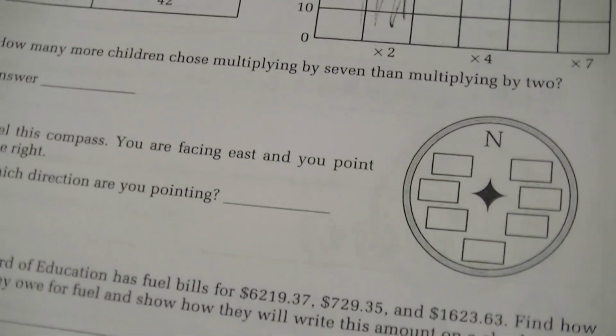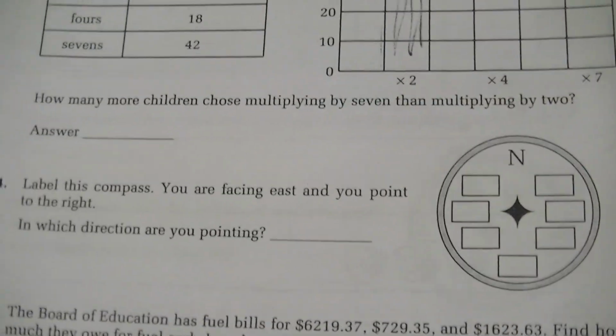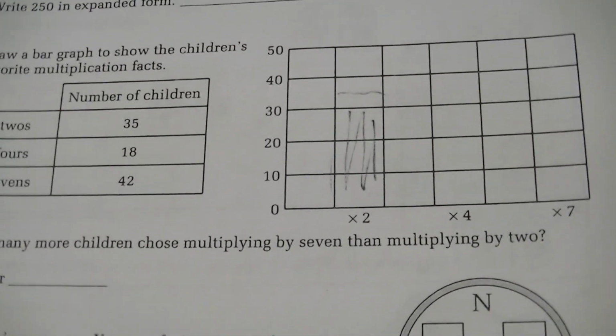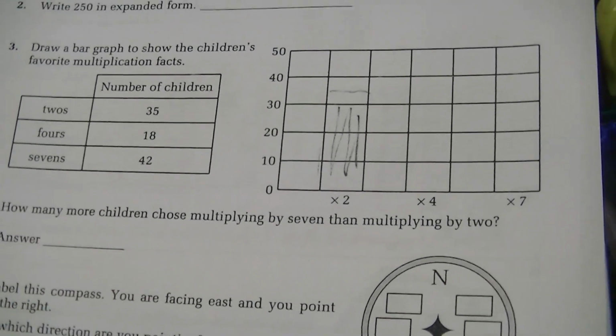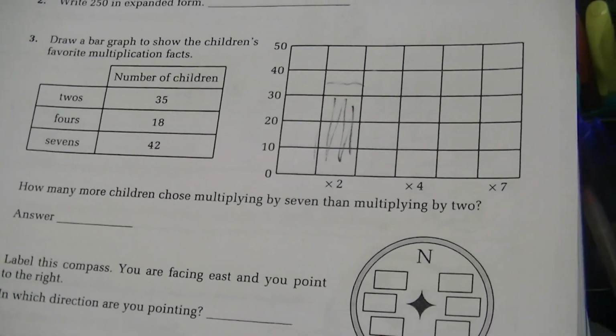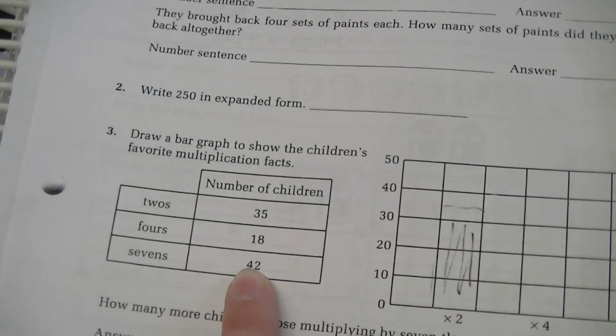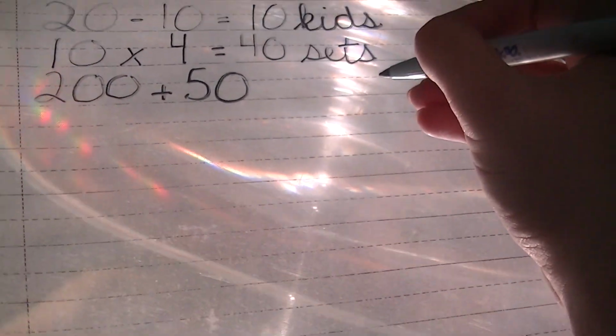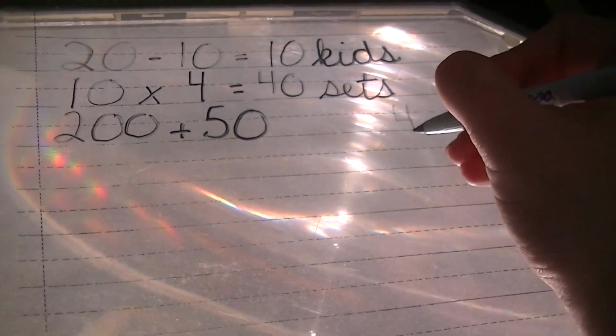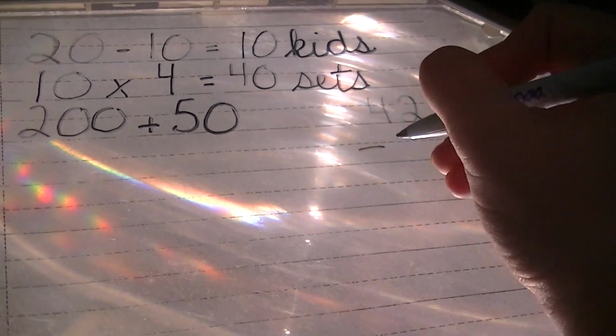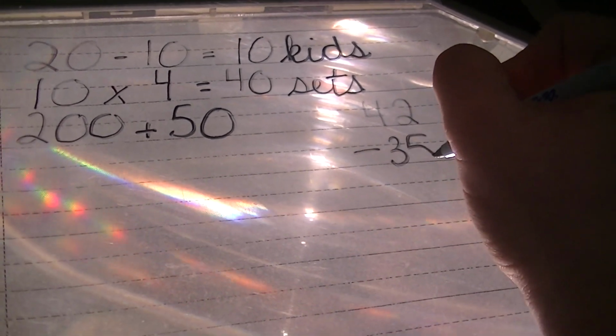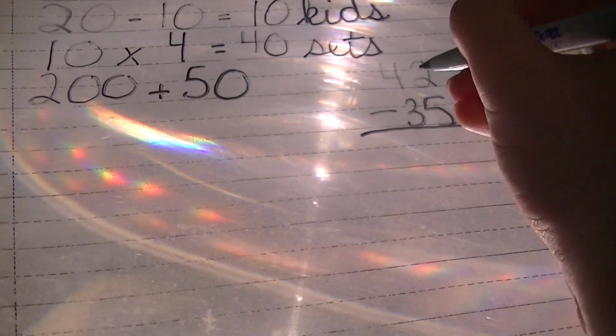All right, so we still have one more part to answer. Excuse me, I'm losing my voice. How many more children chose multiplying by 7 than multiplying by 2? So we're going to look at our 7s, and we're going to look at our 2s. And we're going to think, what is 42 minus 35.